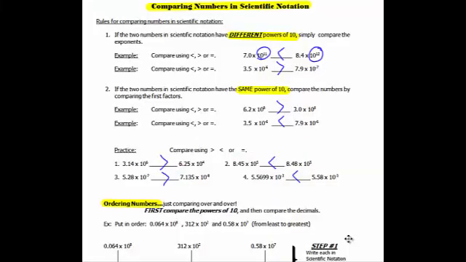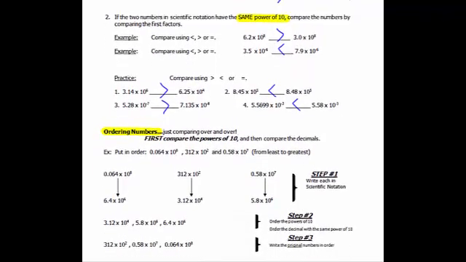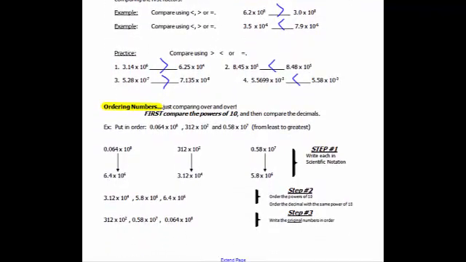Okay, so the answers to the practice questions are up there. If you have any questions on these, please mark them down and we'll go over them tomorrow. The next thing we're going to do is order numbers in scientific notation, which is basically like comparing over and over again. First, we have to compare the powers of 10 and then compare decimals. However, if they are not in scientific notation to start with, which is the case in the example here, the first step is to write them in scientific notation.